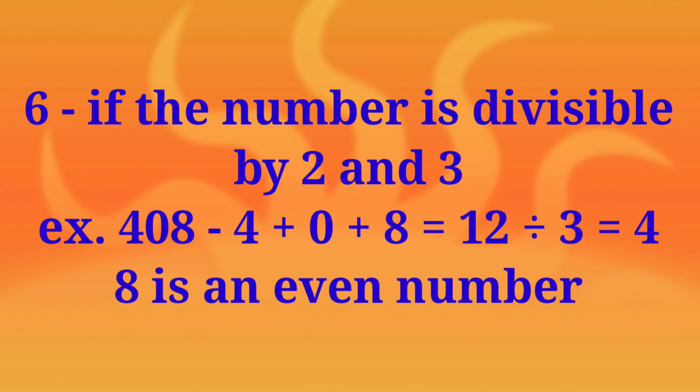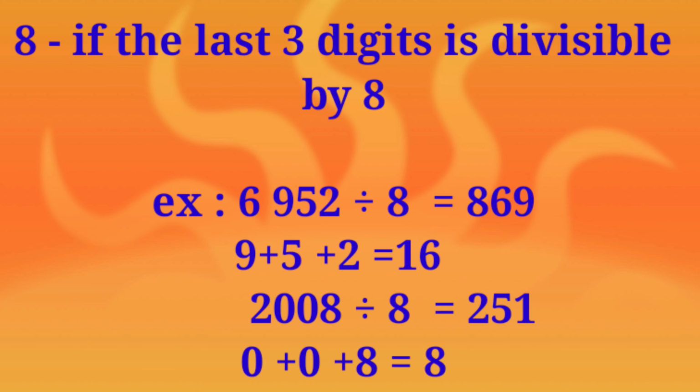Okay, now, let us come to the next. When is a number divisible by 8? A number is divisible by 8 if the last 3 digits are divisible by 8. Now, look at the examples that I have. 6,952. If you are going to divide 6,952 by 8, the quotient is 869.